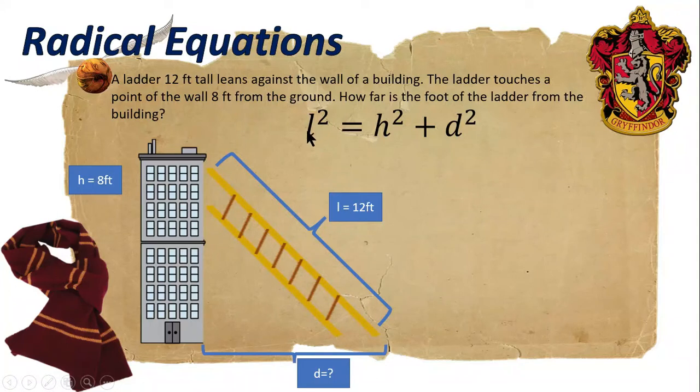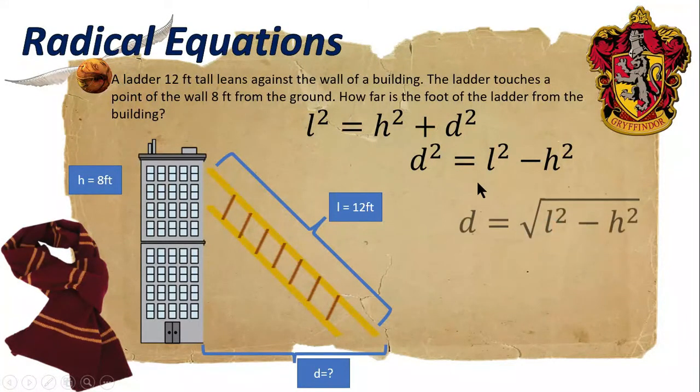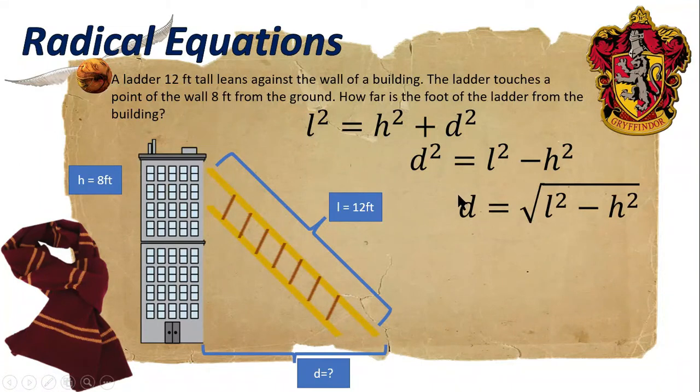Okay, so L squared, because this is the hypotenuse, L squared is equal to h squared plus d squared. So since we're looking for this, this d should be alone. Okay, so I need to transfer this h squared to the other side. So d squared will become L squared minus h squared. Okay, and I remove these two, so I need to take the square root of both sides. So d is equal to the square root of the square of L minus the square of h.